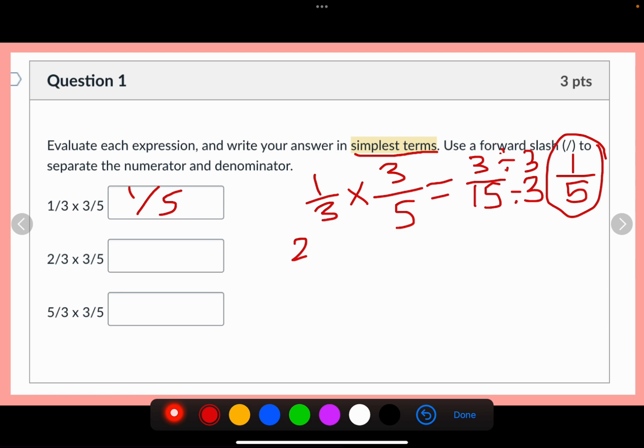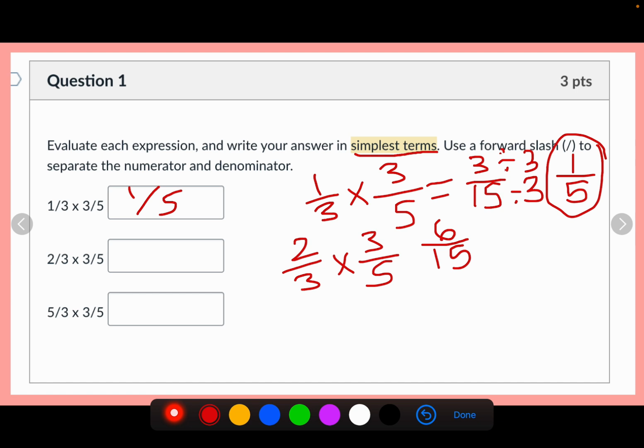Now let's do it again. 2/3 times 3/5. 2 times 3 is 6. 3 times 5 is 15. Okay, let's see. Is there something that I can divide both of these numbers by to make this fraction smaller or simplified? Now, we know it can't be by 2 because 6 is even, but 15 isn't. But I think we might be able to figure out 3 is something we can divide both of these numbers by to get a simpler fraction.